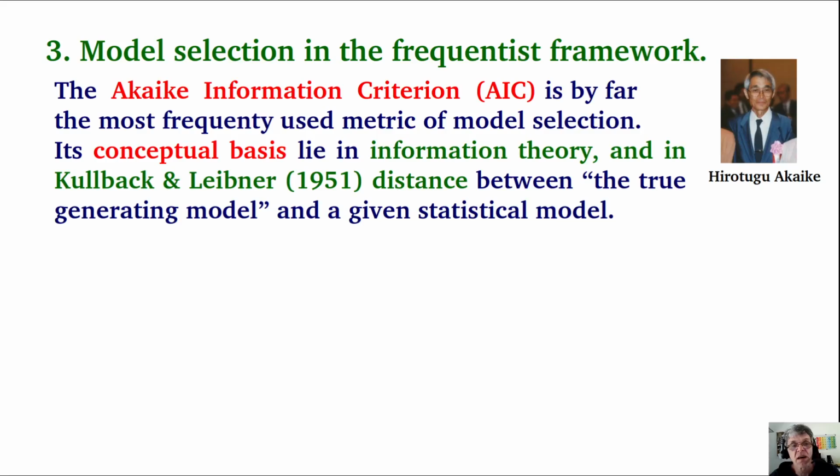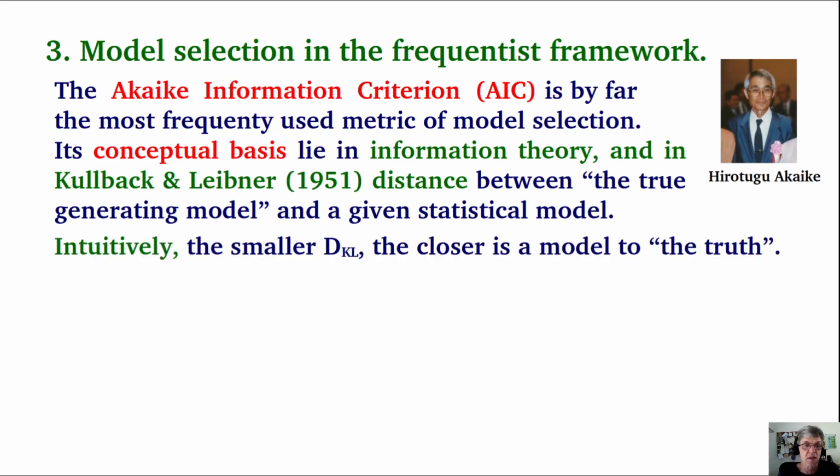and in a distance proposed by Kullback and Leibler in 1951, and this distance measures the disparity between the true generating model and a given statistical model. So intuitively, the smaller this distance, the closer a given statistical model is to the truth, or at least the true generating model.